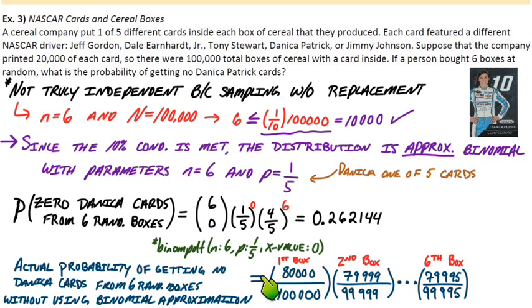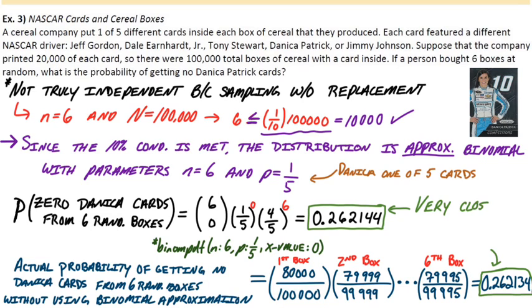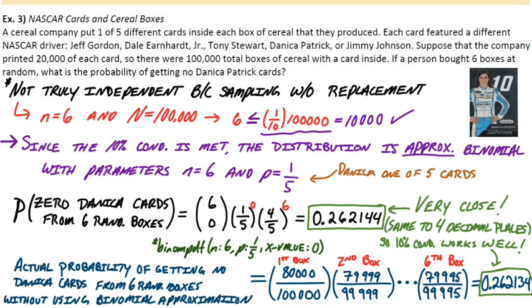This would be the true probability without using the approximation for the binomial, which gives us, and you can check this in your calculator, right? Multiply these 6 fractions together. 0.262134. Wow. So let's make the comparison here. Those are actually very close. In fact, they're the same down to 4 decimal places. So the 10% condition actually works really well, especially when that population size is so much larger than our sample size.